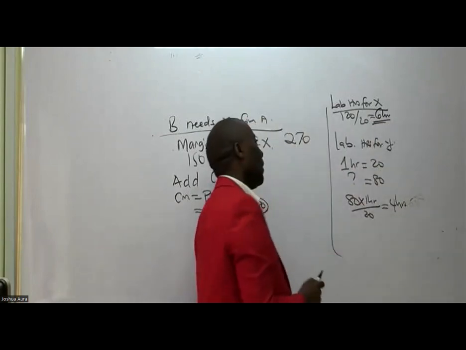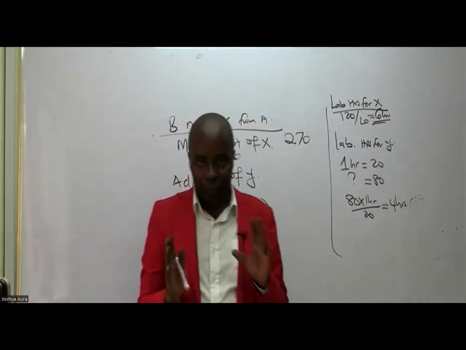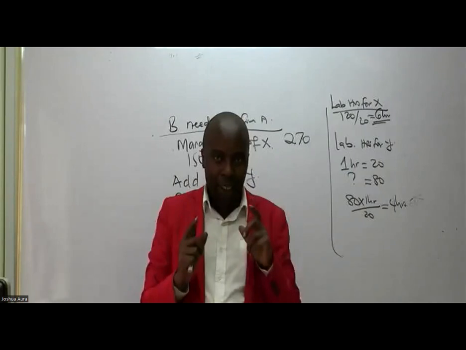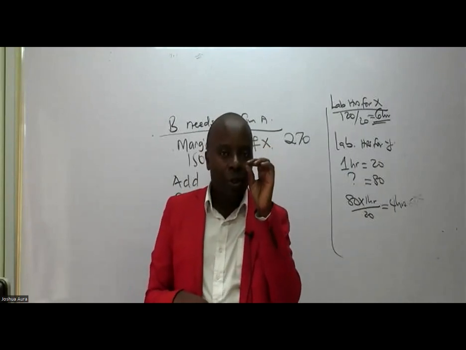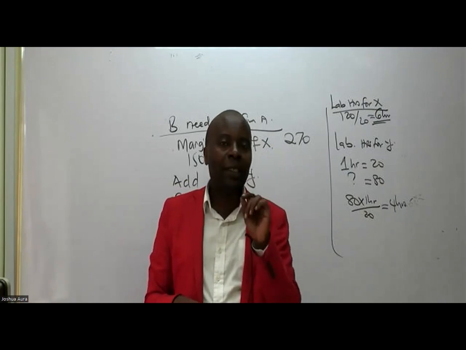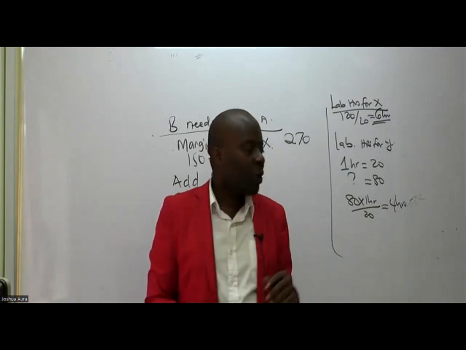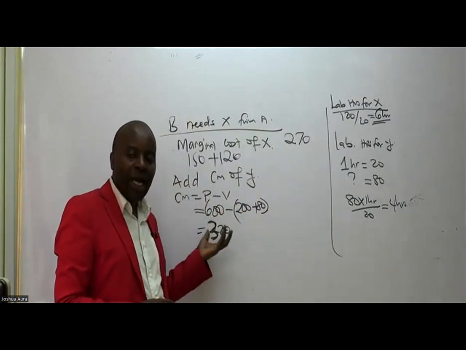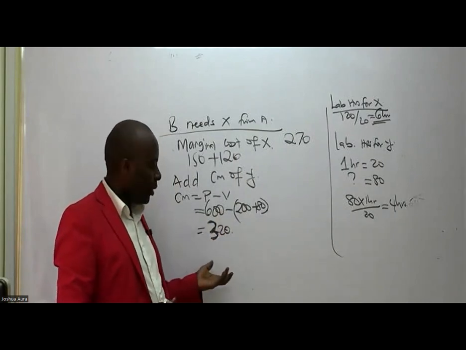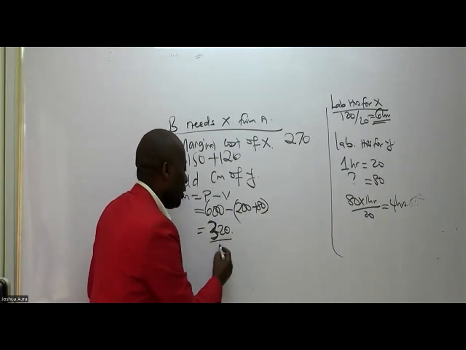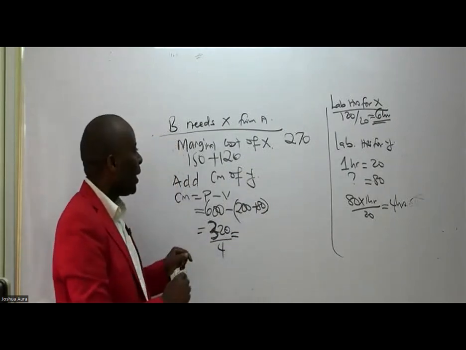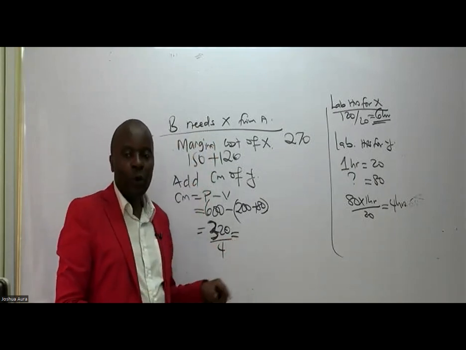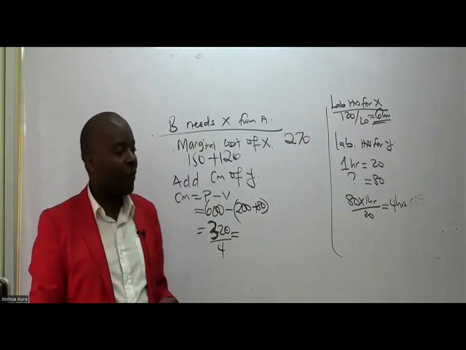Now listen, ladies and gentlemen. I know this is something you have done before. Whenever we talk of limiting factor, there is that place where we take contribution margin divided by limiting factor hours. This is the contribution for our whole product Y, but I would want to get this per limiting factor hour. So this will be 320 divided by 4. Every hour that I spend in this company A, how much do I earn? What is the contribution per hour? 320 divided by the 4 hours.